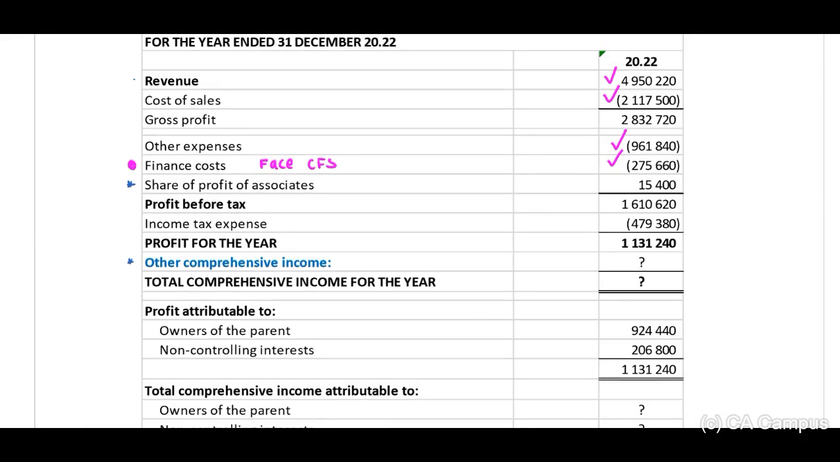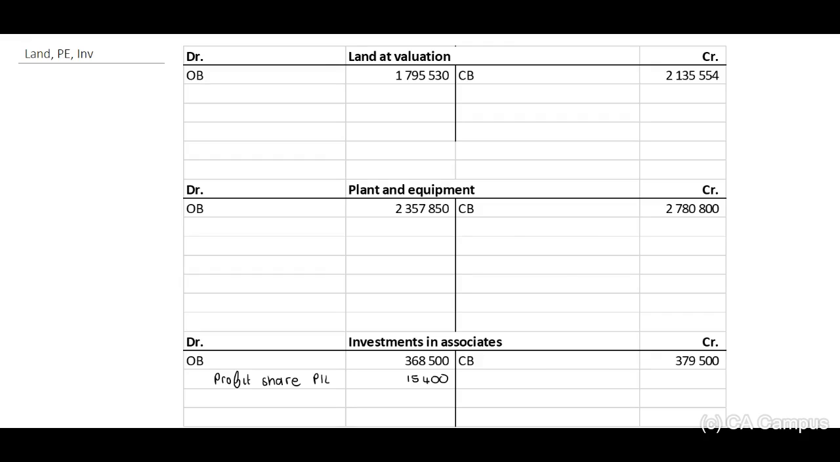Next line item, share of profit of associate. Transfer this to our T account. If you look at my T account at the bottom, I've got calculation 1, 2, and 3. Therefore, calculation 3 at the bottom, my profit share will increase my investment in associate. My dividend will decrease, therefore on the credit side.